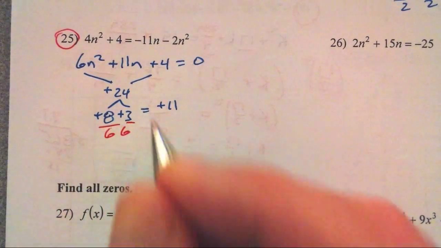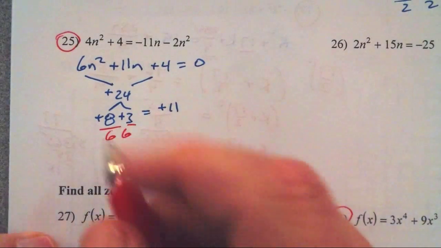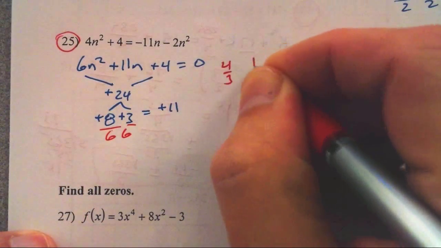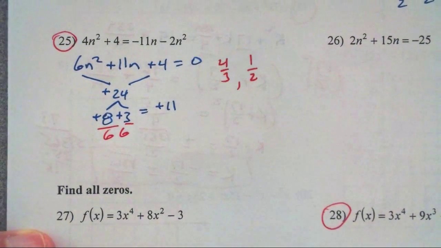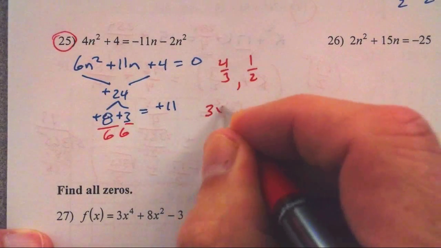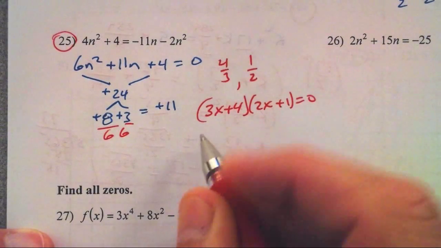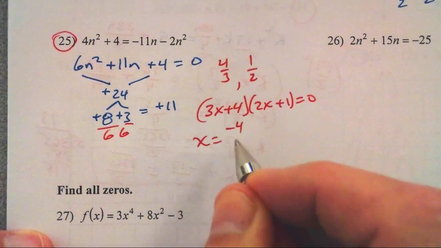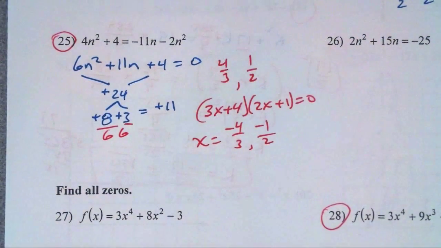On 6, on 6. Now, if you do not reduce these, you don't come up with the correct factorization. So I reduce this to 4/3, 1/2. Really, I know my solutions now, don't I? Yeah, my solutions are negative 4/3, negative 1/2, and I have no problem if at that point you do that, but I'm going to go ahead and wrap it up with factors. That would be 3x plus 4 times 2x plus 1 equals 0. X equals, subtract 4, divide 3. X equals, subtract 1, divide 2. All good?